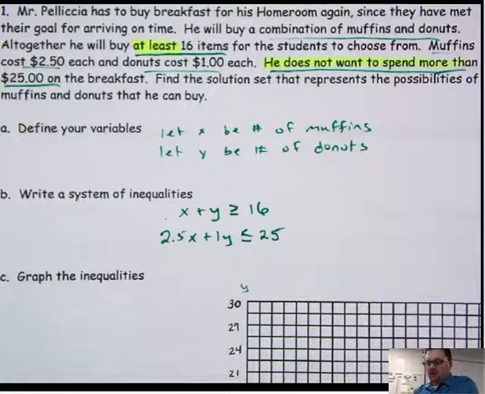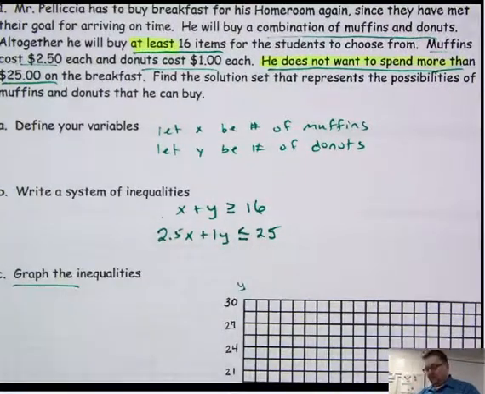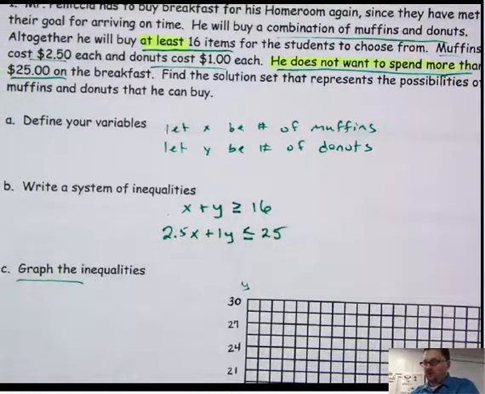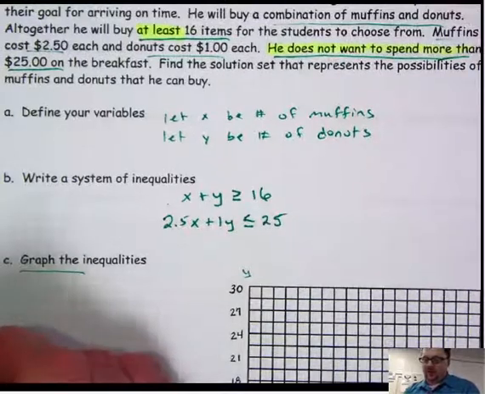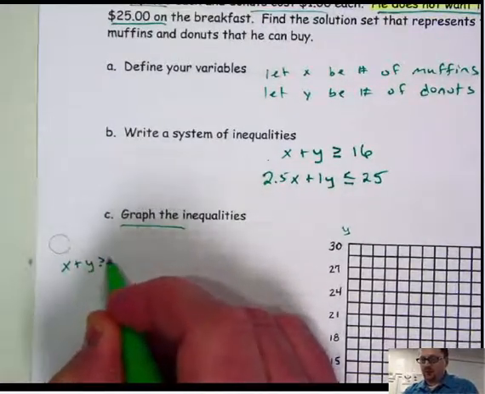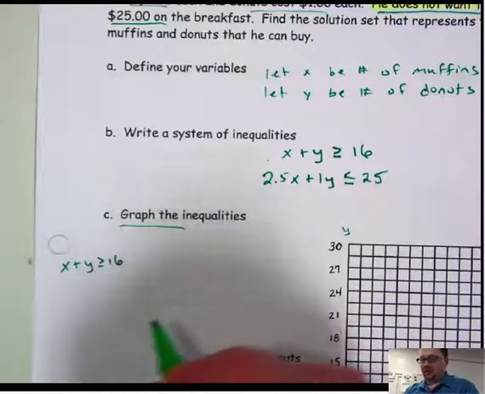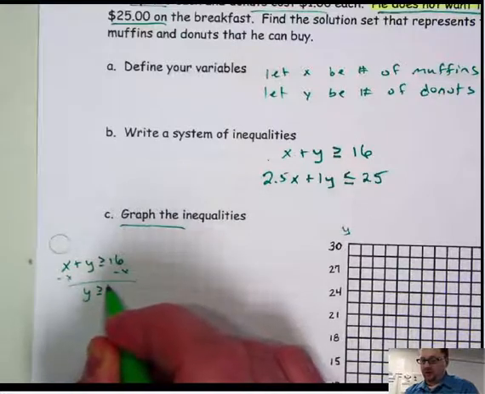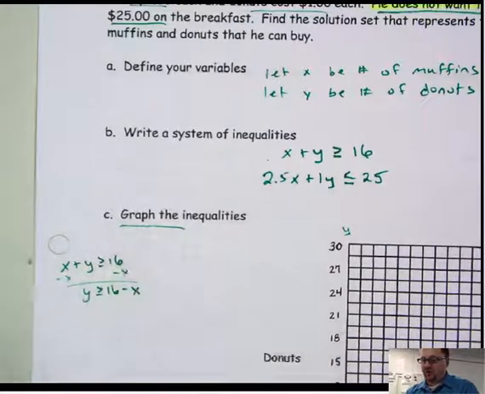Now keep in mind, the only way to solve systems of inequalities is graphically. So our next objective is to graph the inequalities. So the first thing I'm going to do is realize that neither one of these are in slope-intercept form, so let's do that for both of them. If I have x plus y is greater than or equal to 16, I start by subtracting x. We have y is greater than or equal to 16 minus x.